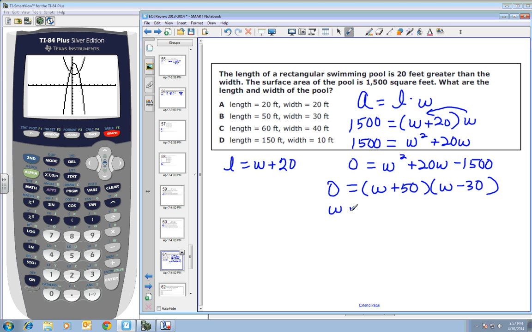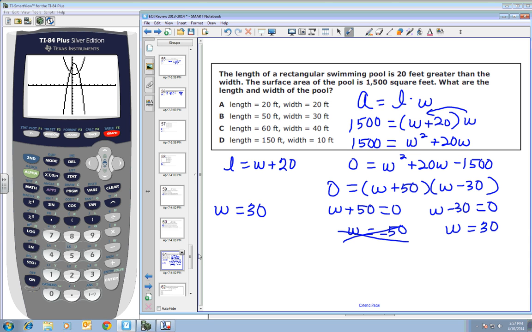So look, when I set each factor equal to 0, I get W, or my width, is negative 50, or W, which is my width, is 30. Well, I know I can't have a negative width, so I know this won't work. So I know my width is 30, and my length is 30 plus 20. So my length is 50. So it has to be B.